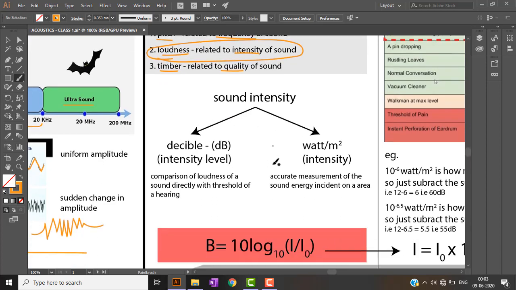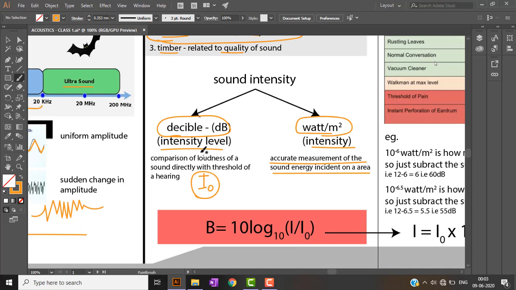Okay, so sound intensity is classified into two. One is the intensity level and the second one is the intensity. So intensity level is measured in decibel, dB, and intensity is measured in watt per meter square. So what's the intensity level? Comparison of loudness of a sound directly with the threshold of hearing. Threshold of hearing is nothing but I naught. Okay, threshold of hearing is the minimum sound that a human ear can detect. So direct comparison with this term is known as decibel, and accurate measurement of sound energy incident on a particular area is known as intensity. So we will see these terms in detail.